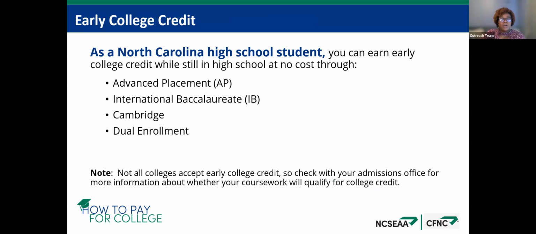Another way to save on college costs, again an upfront method, is for students to earn some credit while they're in high school at no cost to them. So advanced placement courses, IB courses, dual enrollment, Cambridge, those are all opportunities for students to earn some college credit that they can take with them, which could reduce the amount of time they have to spend at the institution, which could save them money. One thing to consider, though, is not all colleges accept early college credit. So students will need to check with their admissions office to find out whether that credit can be transferred to the institution.